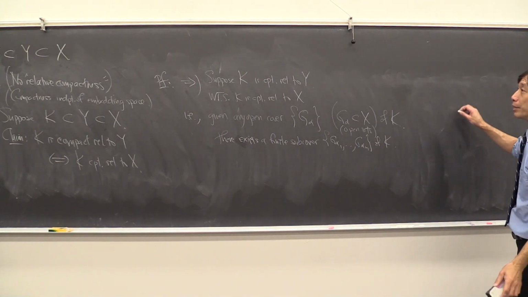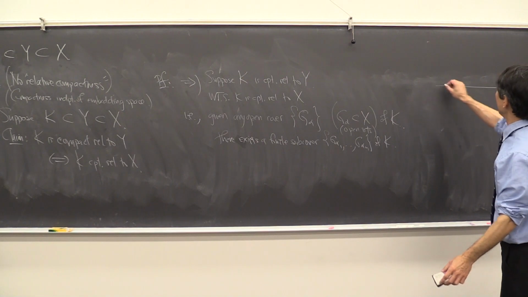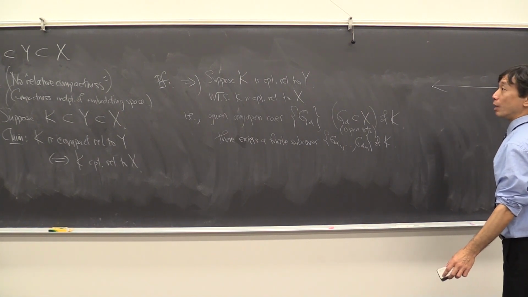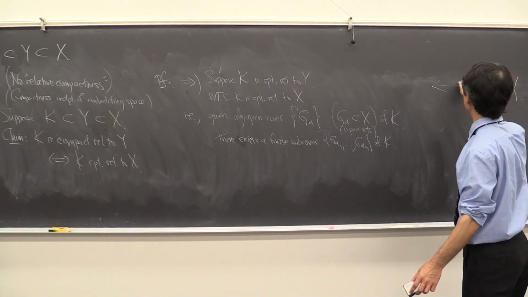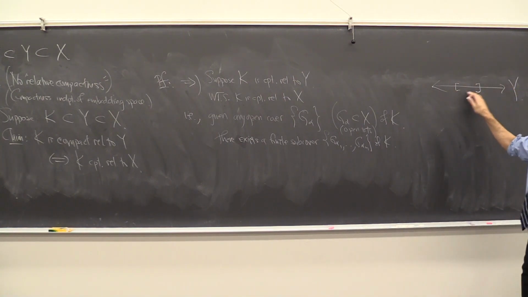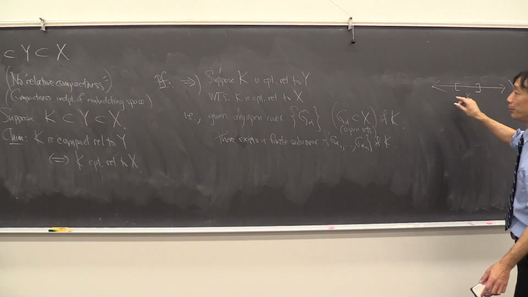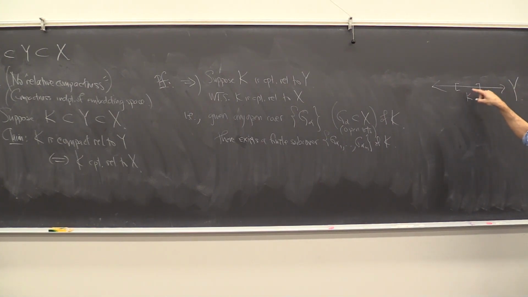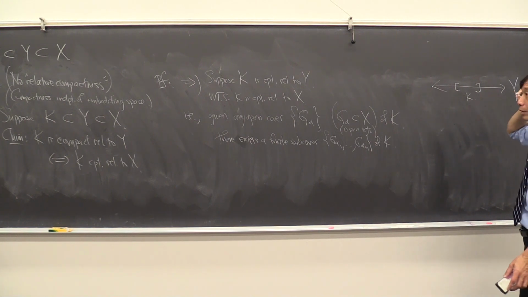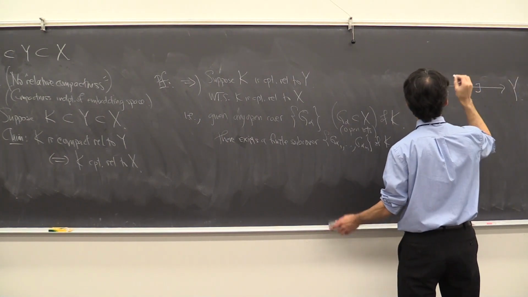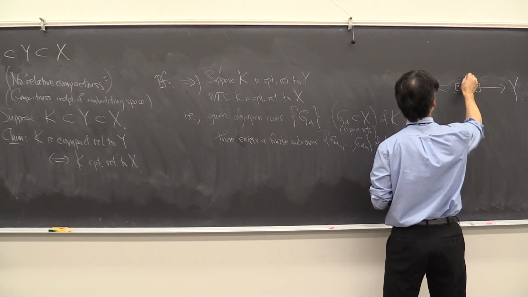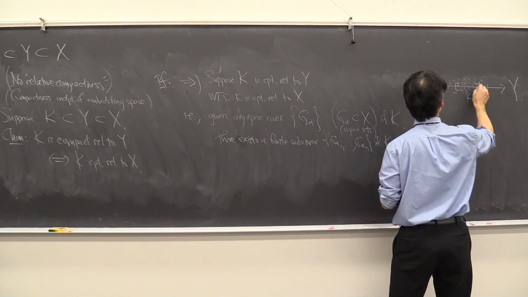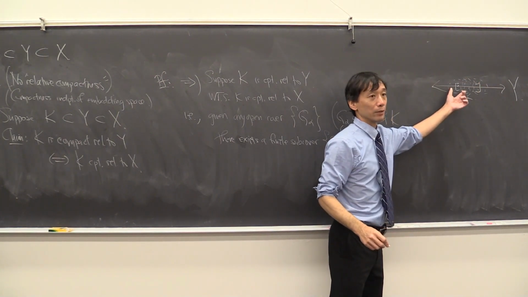Okay, so here's the picture. Here is Y, and you have some K here. K is sitting inside of Y, and it's compact relative to Y. We want to show that it's compact relative to X. So what you do is you say, we want to show that given any open cover of it, there must be a finite subcover of it in X.